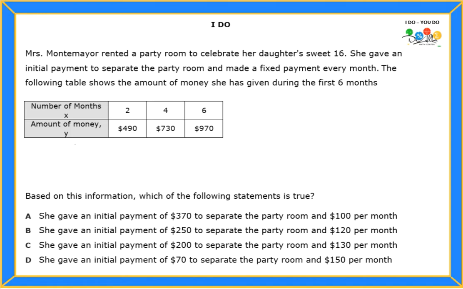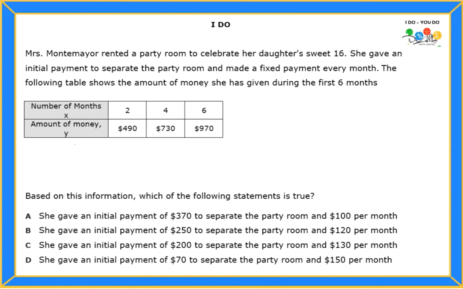And it says, Mrs. Montemayor rented a party room to celebrate her daughter's sweet 16. She gave an initial payment to separate the party room and made a fixed payment every month. The following table shows the amount of money she has given during the first 6 months. Based on this information, which of the following statements is true? Okay, so let's see if we know what's happening here.